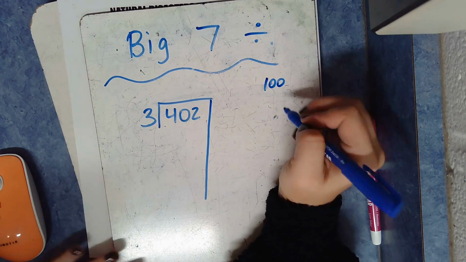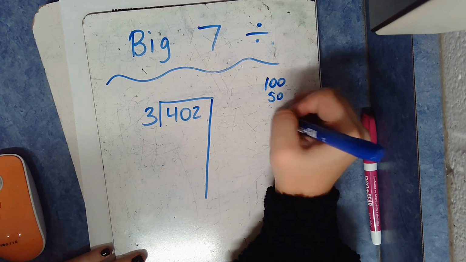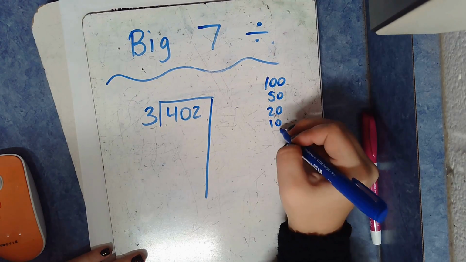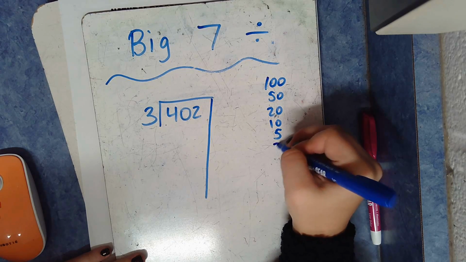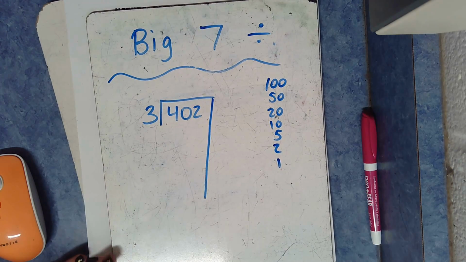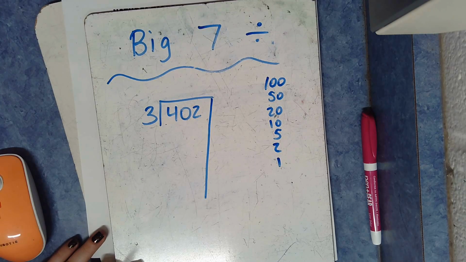And pretty much we're multiplying friendly numbers to divide. So 100 is easy to skip count by. 50, 20, 10, 5, and some do 2 and 1, and some only do 1. Either way, whatever works for you. These are our friendly numbers that are easy to skip count by.